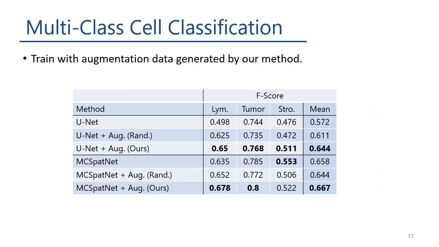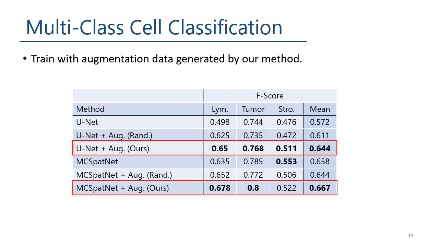We use our method to generate labeled augmentation data for use in the cell detection and classification task. Using our generated data improves the model performance by up to 12%.